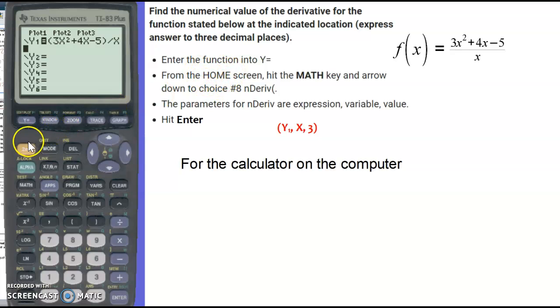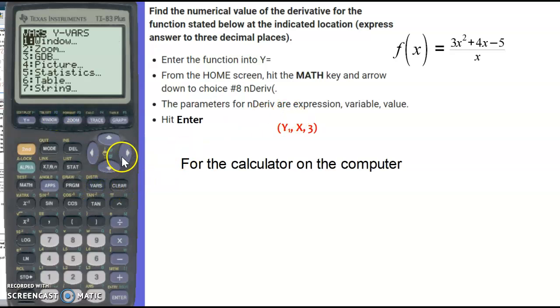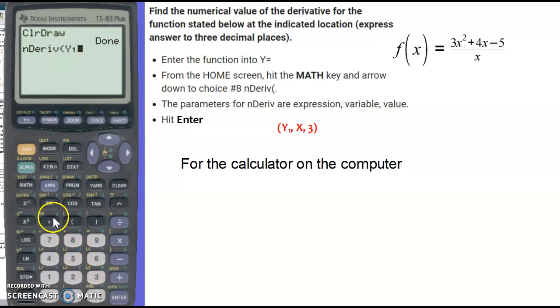Remember it says to go to the home screen, so second quit. Go to the math screen. Click down to number 8. Enter, and now I'm going to use those same series of button punches to get to this. So y sub 1, I remember that's on my var screen. Y vars, it is a function, and that function is y1. Then I remember to put the comma. My variable that I'm working with is x, comma, and then the x value that I'm given is 3, close parentheses, and hit enter.